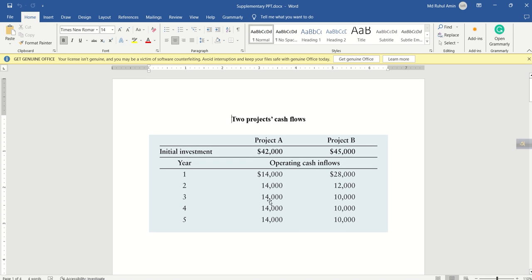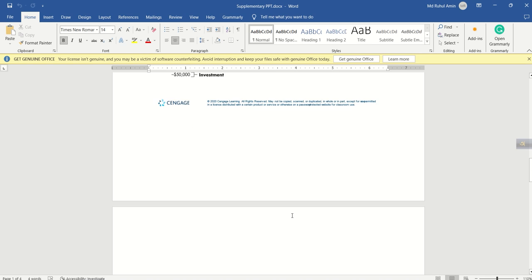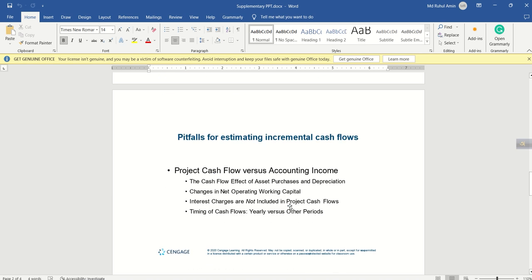So $14,000, $14,000, $28,000, 12, 10, 10, 10. How can we estimate these future cash inflows? These are projected cash inflows. To project future cash inflows, we need to be very careful of potential pitfalls. So what are the potential pitfalls? Say project cash flow versus accounting income.